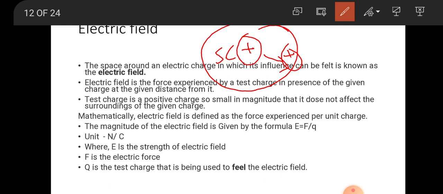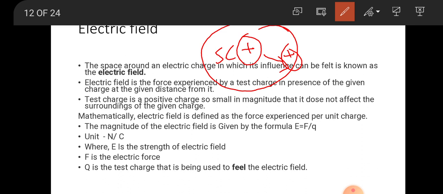Now these two charges are separated by a certain distance. They are not bound to each other. Okay, they have certain distance between them. Now this is about the positive charge. Okay, so if I place the positive charge in the surrounding of the source charge, then the direction of the force is in the outward direction.